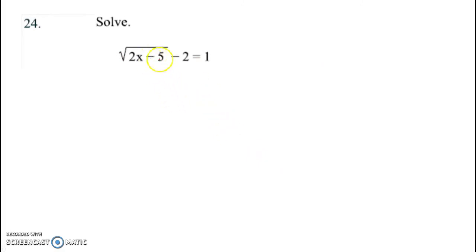24, solve. Okay, we're going to solve this radical expression. First thing I'm going to do is add 2 to both sides. So I get the square root of 2x minus 5 equals 3. To get rid of that square root, I'm going to square that, which means I have to square the other side. Once you square this radical, you might introduce an extraneous solution. This is where you have to check your answers.